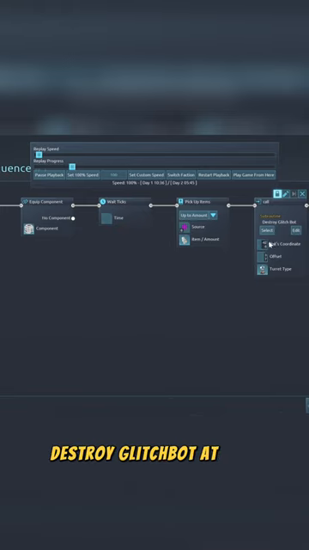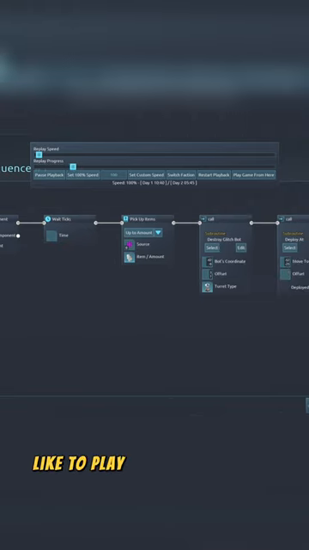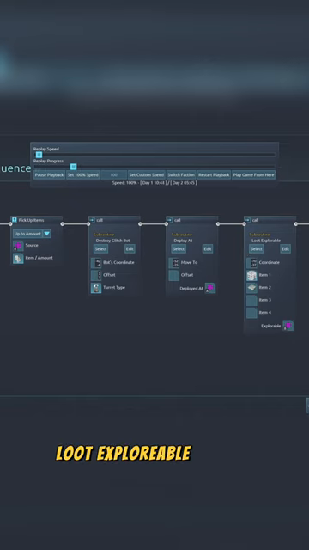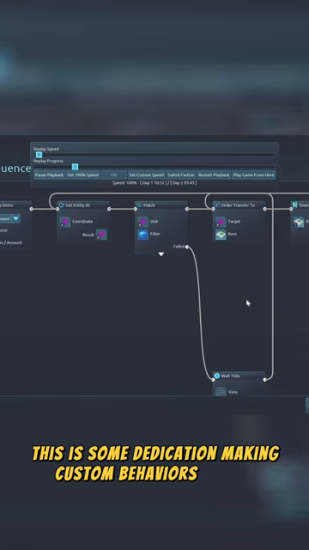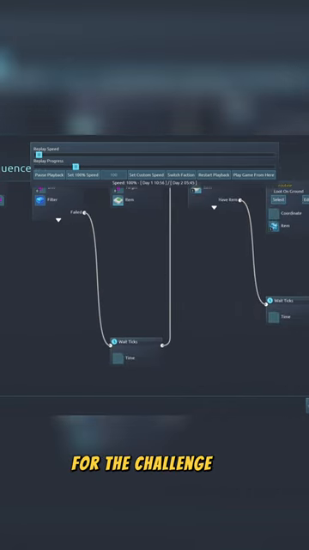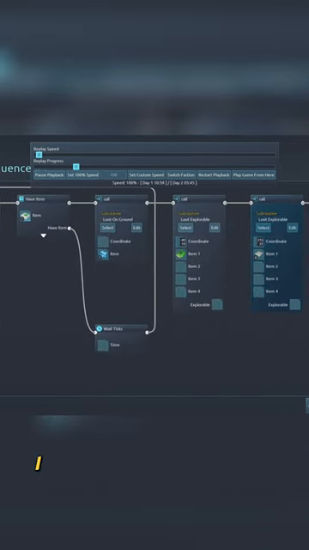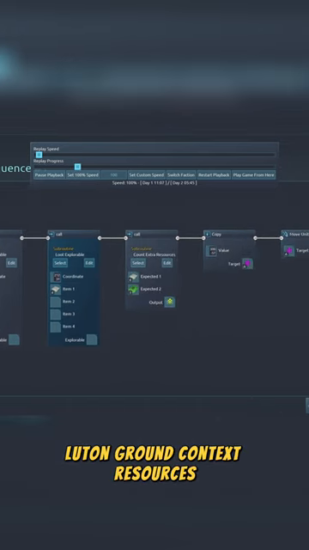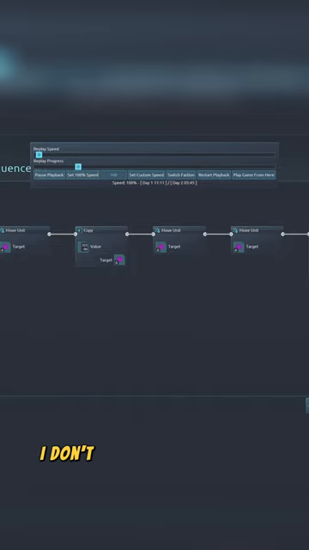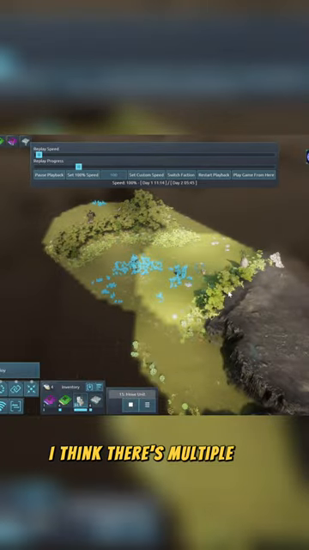Destroy glitchbot at this coordinate, deploy at this coordinate, loot explorable at this coordinate. This is some dedication, making custom behaviors for the challenge. But I thought this was super cool. Loot on ground, count extra resources. So you can see basically that I don't think this is even the only one. I think there's multiple of these.